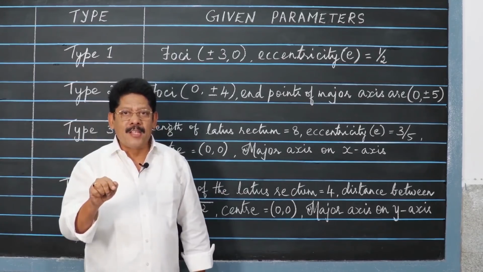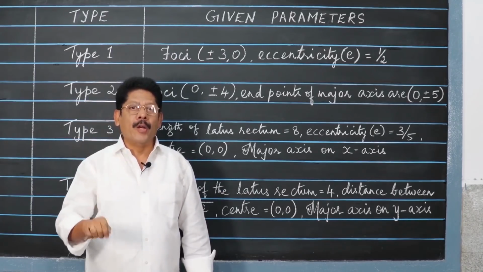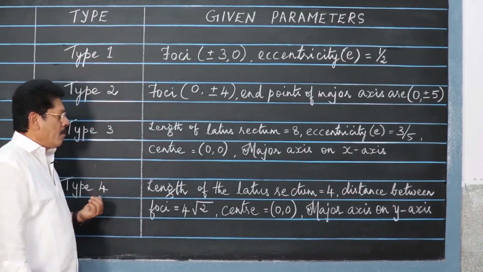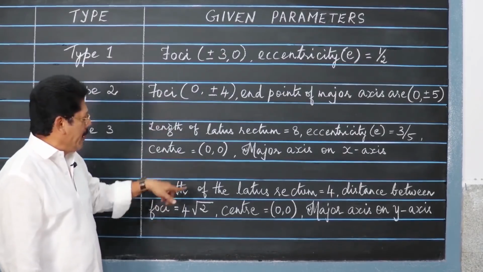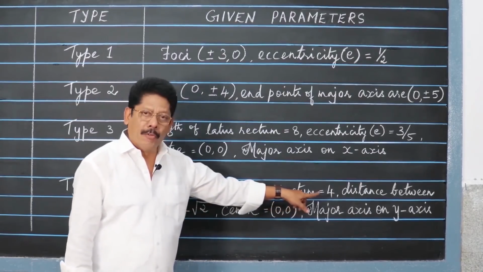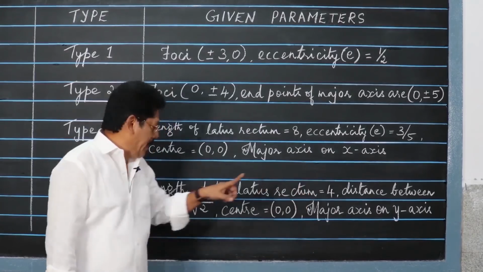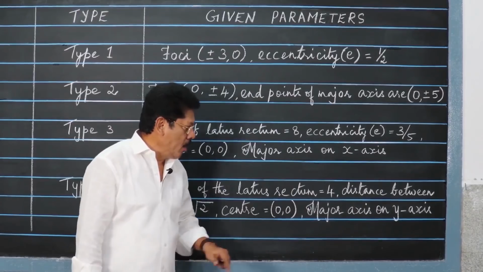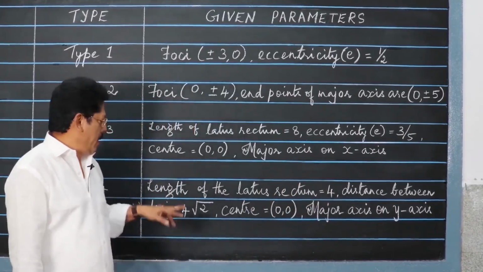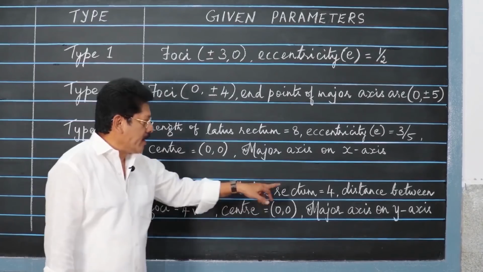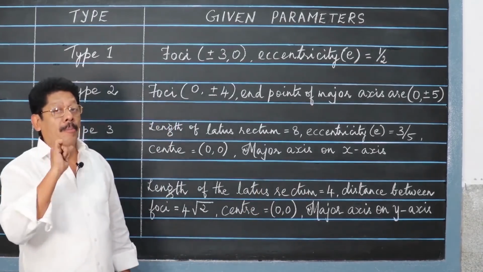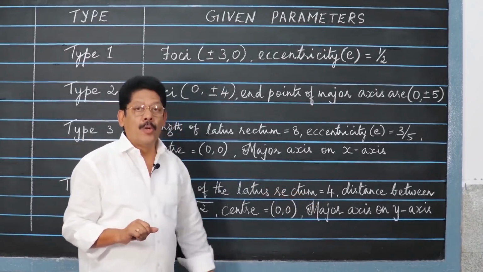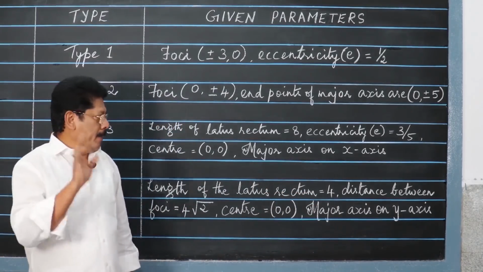Now, let us distinguish how we are going to solve the fourth problem. Type 4 is given as the parameters: length of the latus rectum is equal to 4, distance between the foci is equal to 4 root 2, center is 0, 0, major axis along y-axis. Now, the length of the latus rectum is equal to 4. You must know the formula for the length of the latus rectum. The length of the latus rectum is equal to 2b squared by a.